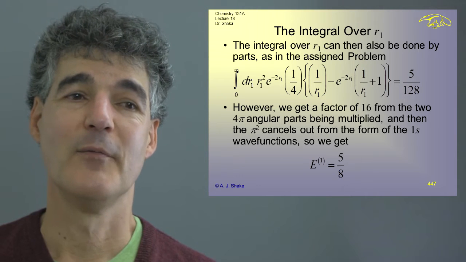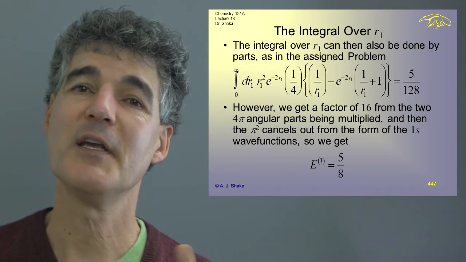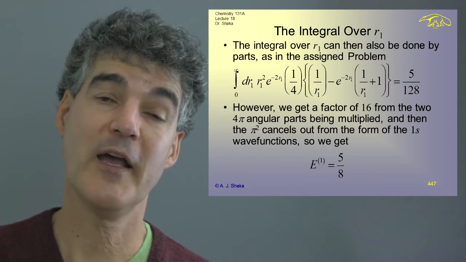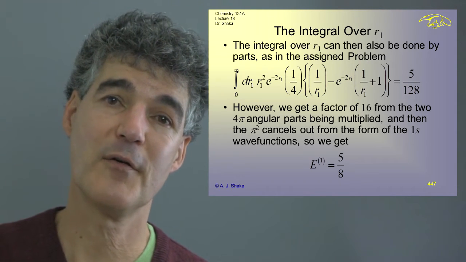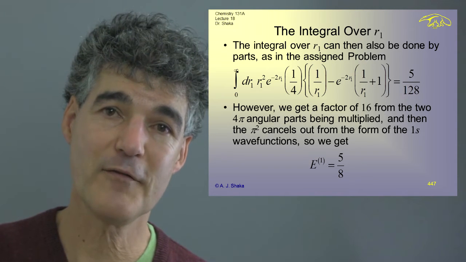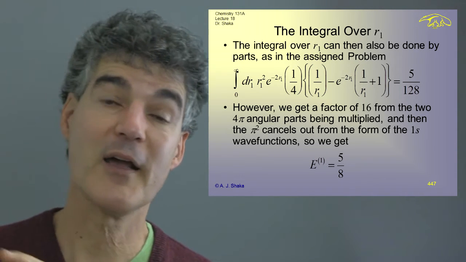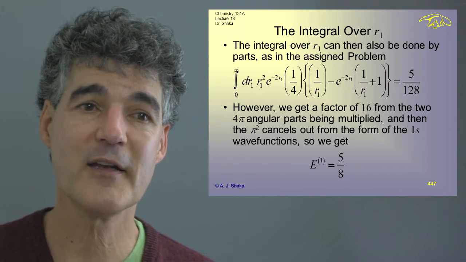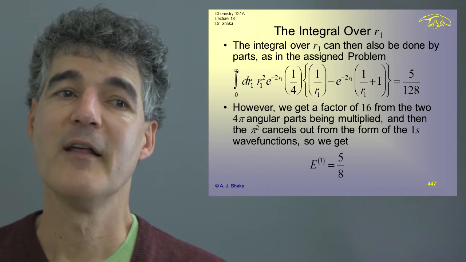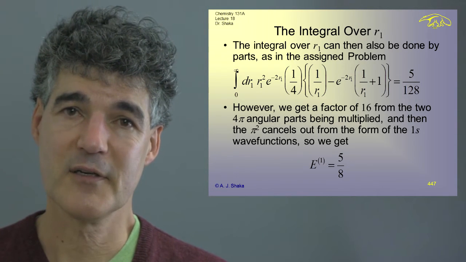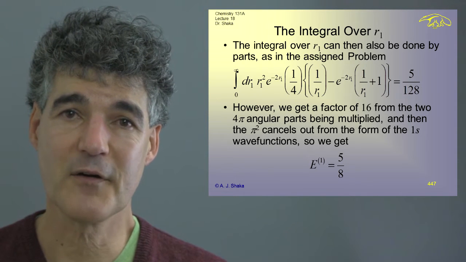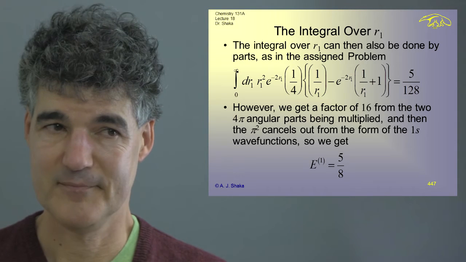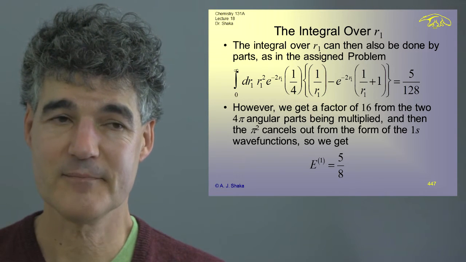Well, we get a factor of 16 because we got the two 4 pi's. But the pi squared goes away because of the 1 over the square root of pi in each 1s wave function. I got 2 of them, but I got them on both sides, so I got pi squared. That goes away conveniently. And so we get that the energy correction by first order perturbation theory, E1, is equal to 5/8 because of the factor of 16.